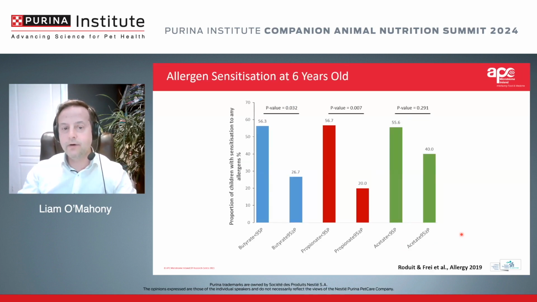In this study, we quantified the short chain fatty acid levels in fecal samples of 1-year-old children. And then we looked at their sensitization to allergens by 6 years of age. And the way that we divided this was those kids with the highest levels versus the lowest levels. So the kids with the highest levels of butyrate at 1 year of age, 26% of them were sensitized to a food or aeroallergen by 6. Whereas in those kids that had the lowest levels of butyrate, 56% of them were sensitized. So a very significant difference. And that's true for both butyrate and propionate.